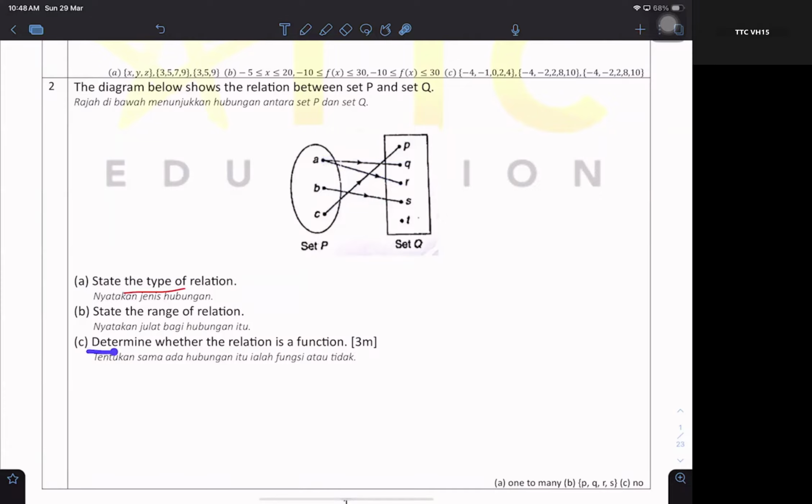So number C, determine whether it is a function. No, it's not a function, because one to many is not a function. Just like that. Okay, next.